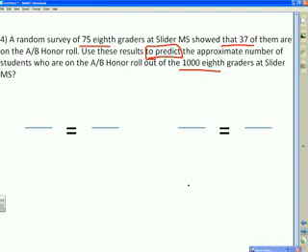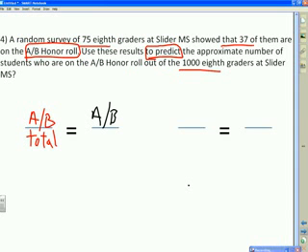All right, a random survey of 75 8th graders at Slider Middle School showed that 37 of them are on the AB honor roll. Okay, so let's go ahead and look at that 37. 37 of them are on the AB honor roll. Okay, and this is a survey that we took, and how many people were asked in the survey? There were 75, and that was the total number of students in our little survey. Now remember, going back to statistics, we can't ask all of the 1,000 8th graders, so we just ask a small section to get an idea of what we're doing. Statistics and probability are like brothers and sisters. They go hand in hand. So I know that my next fraction should be AB honor roll and total.